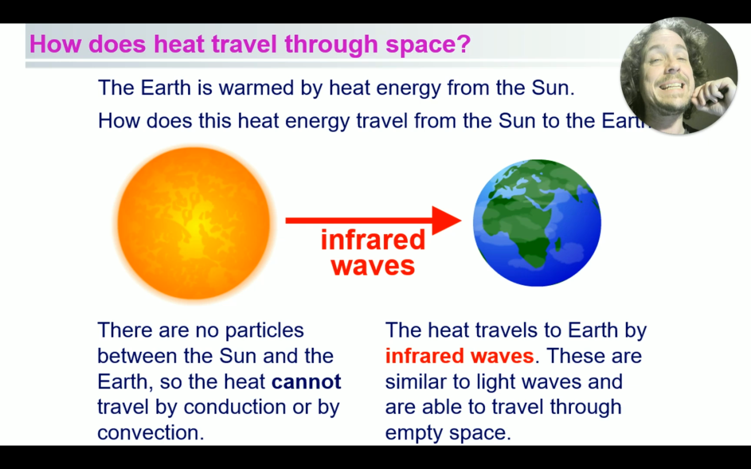So it's the infrared light from the sun that transfers heat to the earth across the empty vacuum of space, where you cannot have any conduction, you cannot have any convection, because there are no particles present, and heat cannot travel by that method. All right.